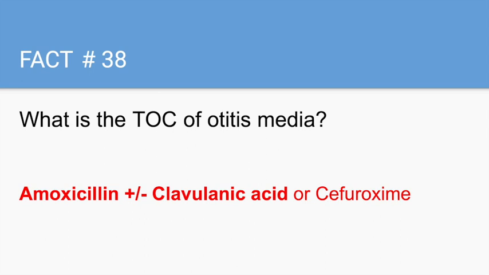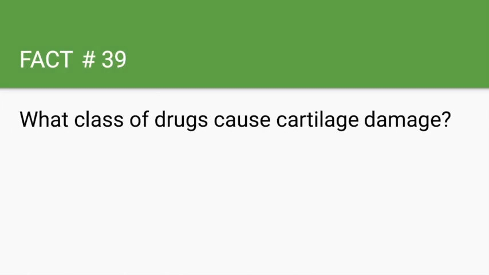What class of drugs cause cartilage damage? Fluoroquinolones such as ciprofloxacin and levofloxacin.